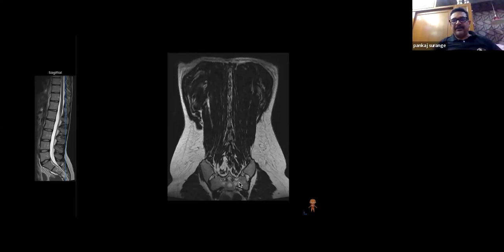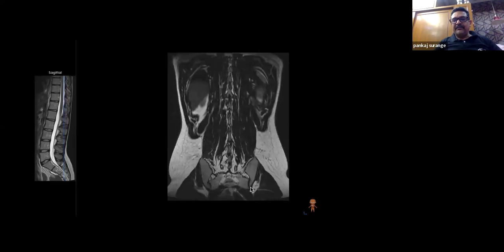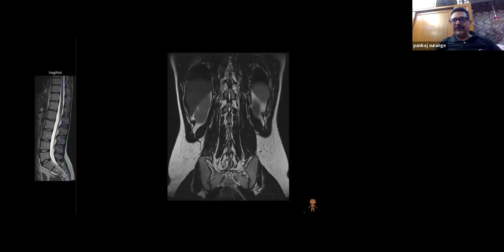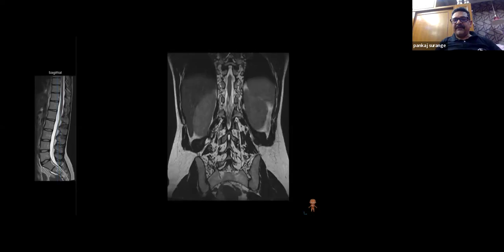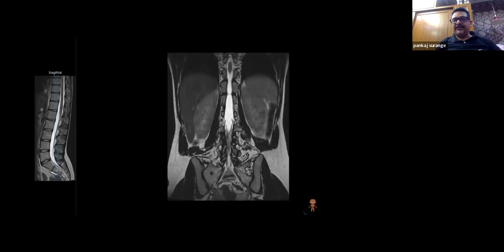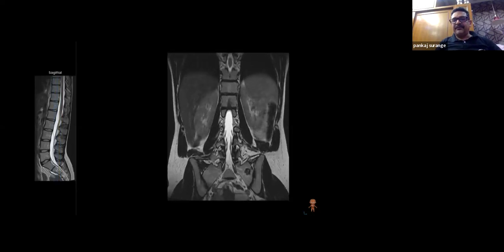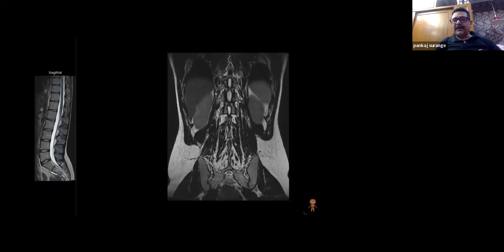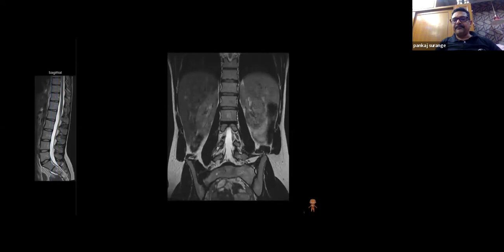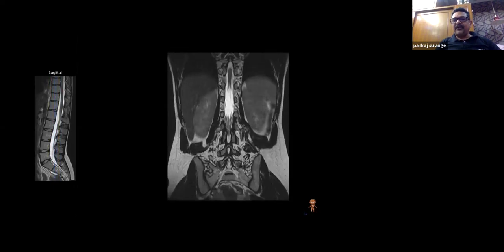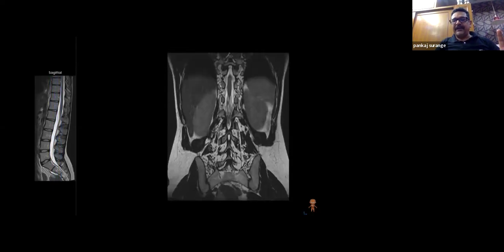Now look at this. This is the posterior joint over here. As we go more anterior, you can see this entire posterior joint. This is the capsular part. This is the fibrous part over here with a lot of ligaments. As you start going anteriorly, now we can start seeing the anterior joint. Now this is the anterior joint over here. Understood? This is how we see the entire joint, posterior to anterior.